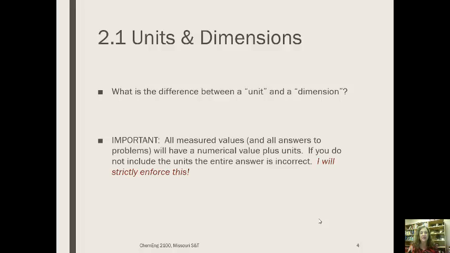One thing that's really key is that whenever you give an answer with a measured value, or the answer to a problem that you've manipulated those measurements, the answer has a numerical value plus units. When you don't include the units, the answer is technically just incorrect.